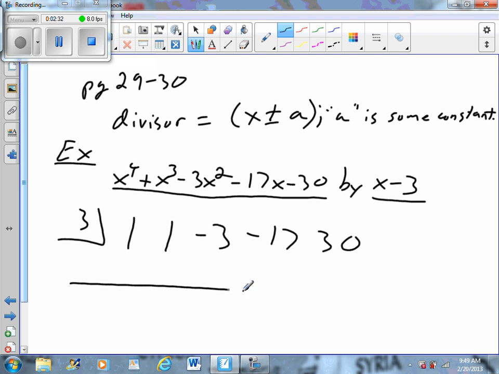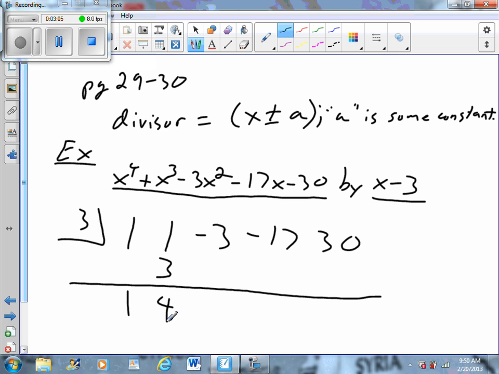Now, the first thing I'm going to do with this problem is bring the 1 down. The coefficient of the lead term in my dividend, I'm going to bring it down here. You may have a lot of questions as to how and why this works the way it does. Short time being what it is, just accept it. Bring the 1 down. The process I'm going to go through is I'm going to say 3 times 1 is 3. I'm going to put the 3 up underneath the second term in my problem. I'm going to add those 2 up and get 4.